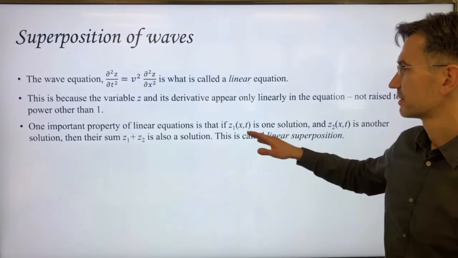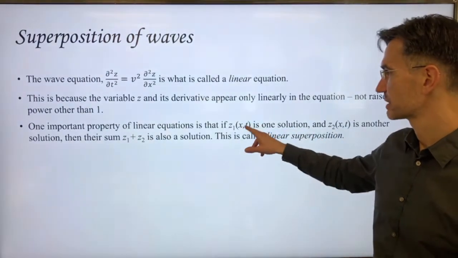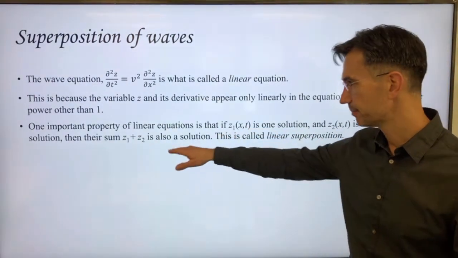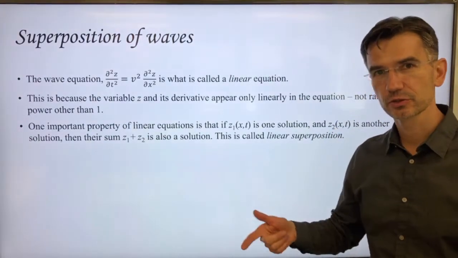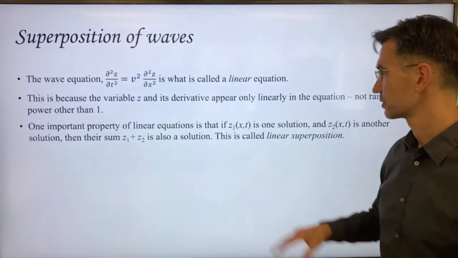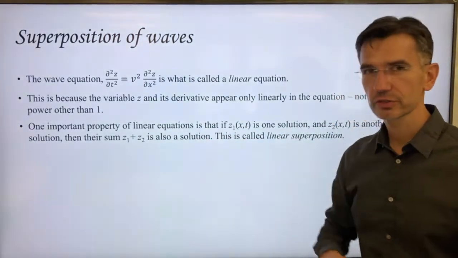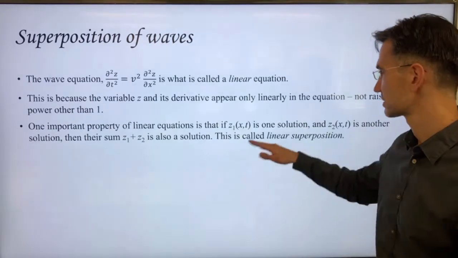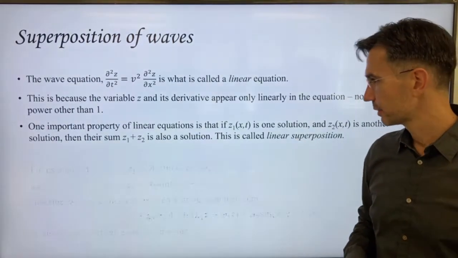So if you have two solutions, z1 and z2, as a function of position and time, then their sum, z1 plus z2, will also be a solution to the wave equation. So if each of these is a solution to the wave equation, their sum will also be a solution of the wave equation. And this is the principle of linear superposition. So let's take a quick example here.